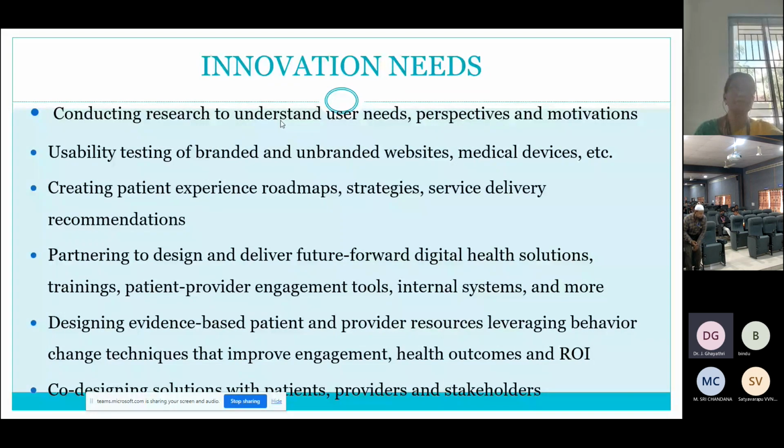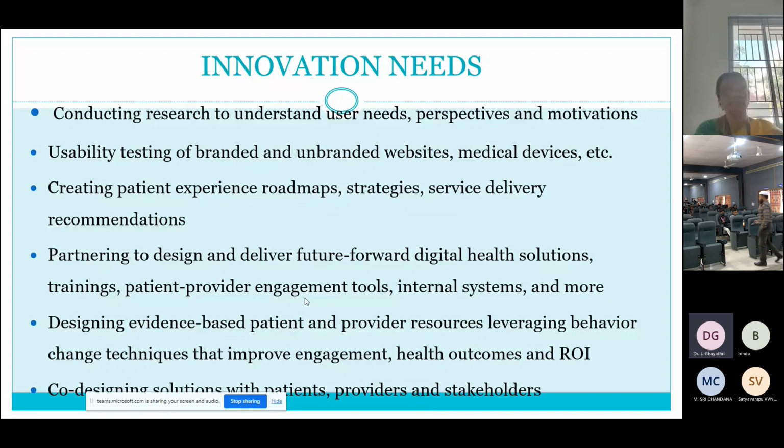Then usability testing of the branded and unbranded websites, medical devices, etc. Creating the patient experience roadmaps. So this is also important, and the recommendations. Then partnering to design and deliver future forward digital health solutions, trainings, patient provider.